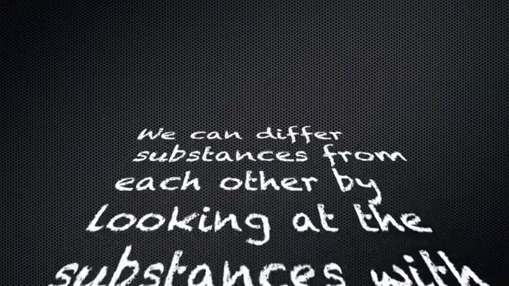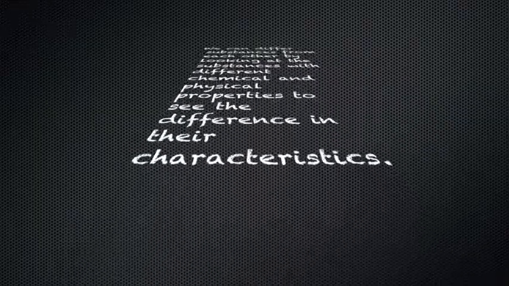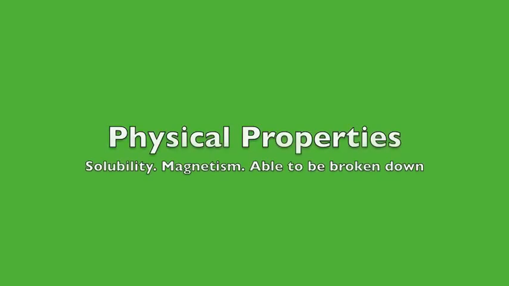We can differentiate substances from each other by looking at their different chemical and physical properties to see the differences in their characteristics, as you will see now.